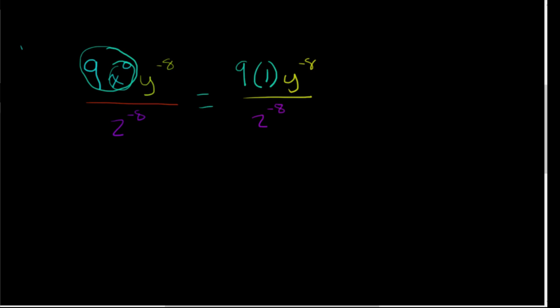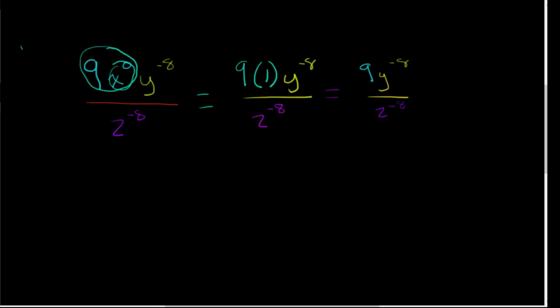So we can take that one step further. 9 times 1 is just 9, so we end up with 9y to the negative 8 all over z to the negative 8.